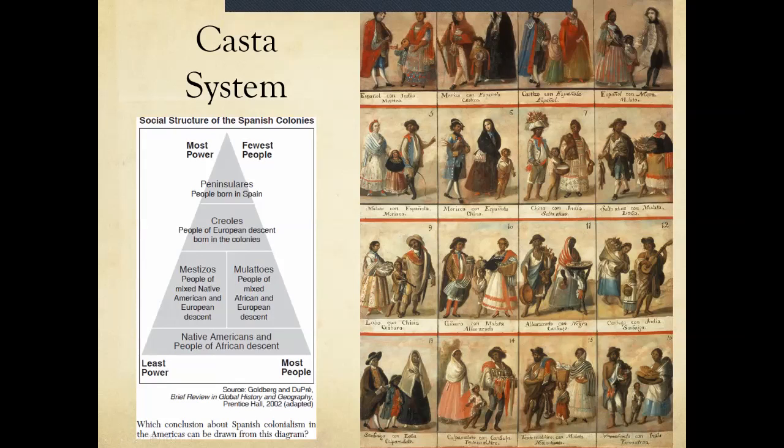So notice what we see here. Down at the bottom, we've got the least power at the bottom, but the broader part of the triangle, meaning that there's more people that fit into this category. So we've got the native peoples, who are native Indians, as Columbus called them, and people of African descent who were brought to the Americas to work to replace those natives who died off. Then above that, you would see the mestizos and the mulattoes. So these are going to be people of mixed race.